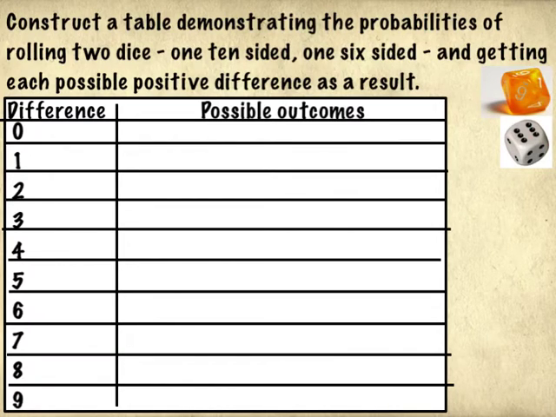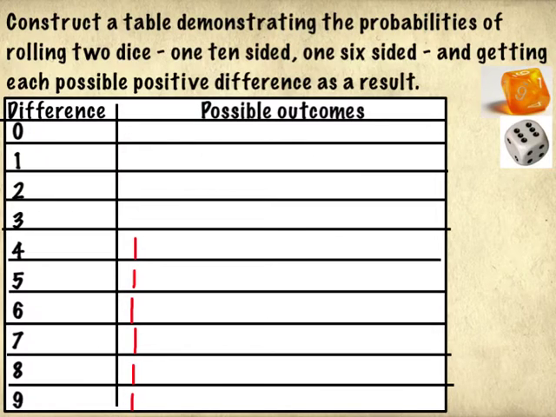So the first thing I could do is roll a 10 and a 6. I'm just going to start with that. So 10 minus 6 is 4. Then I could roll a 10 and a 5. 10 minus 5 is 5. A 10 and a 4. 10 minus 4 is 6. 10 minus 3 is 7. 10 minus 2 is 8. 10 minus 1 is 9. Those are all the possible outcomes if I roll a 10.